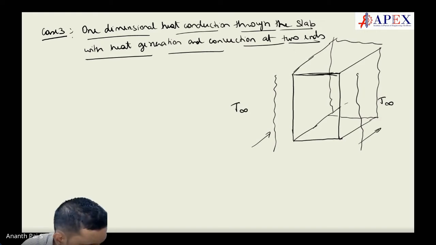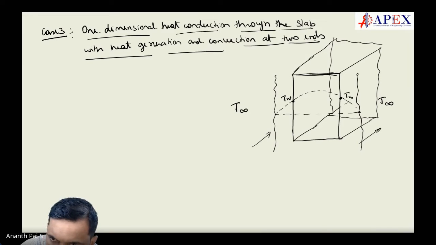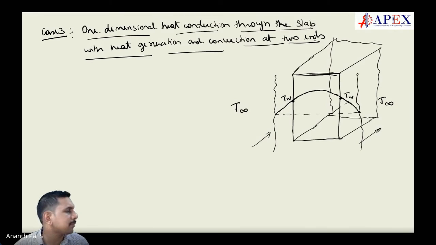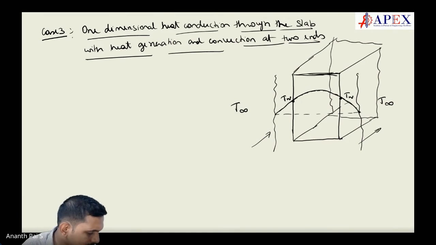Here T infinity is on both sides. If I draw a line like this, how is the variation? The general expectation is a parabola, with T wall on both sides at the same temperature. It will come like that only, there is nothing counterintuitive here. So this is the variation of temperature.